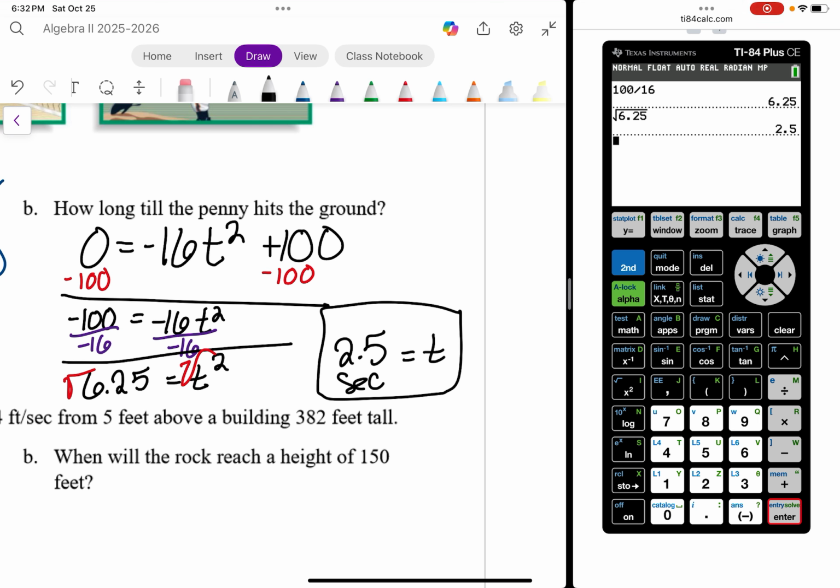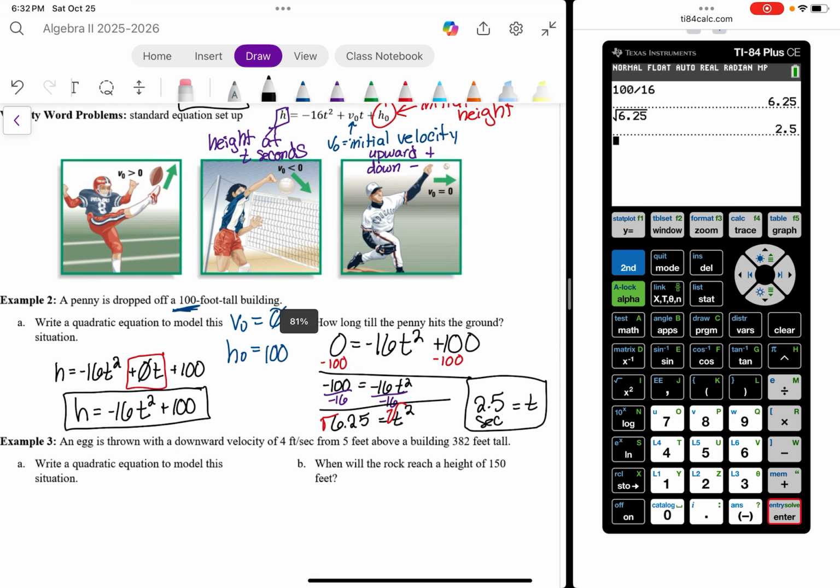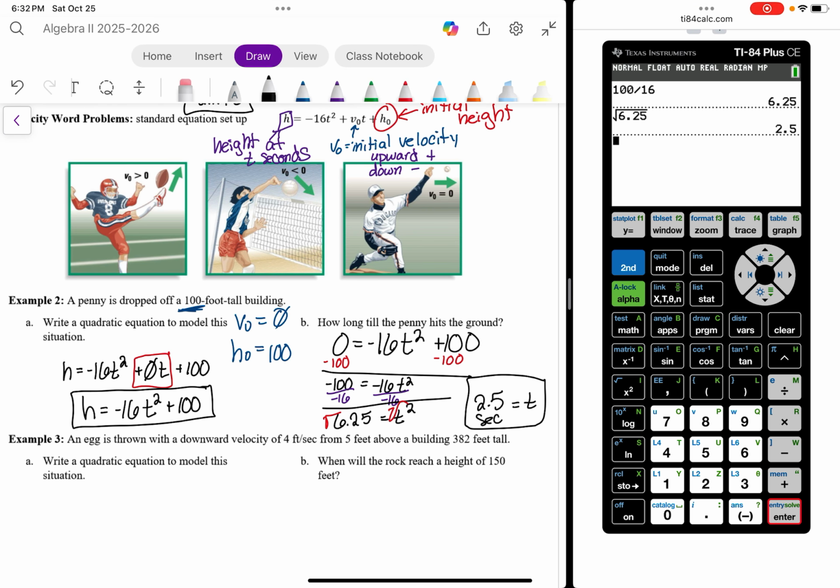Now, normally when you take the square root, you get a positive and a negative answer, but it doesn't make sense to have negative 2.5 seconds, so for this one, we only need the positive answer.